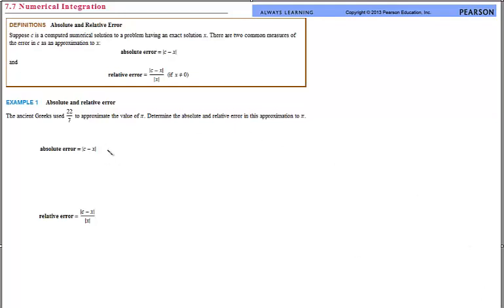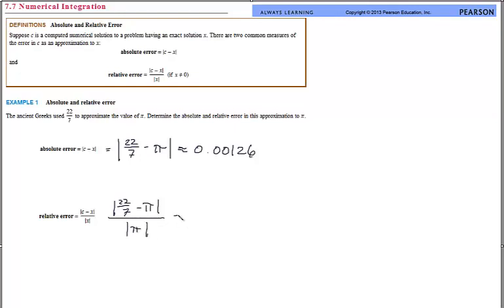What we're going to do is just plug in what we're using for our approximation, which is 22/7 minus that value of pi. Now we're just going to use our calculator's approximation of pi, and if we put that into our calculator, we'll end up with 0.00126.